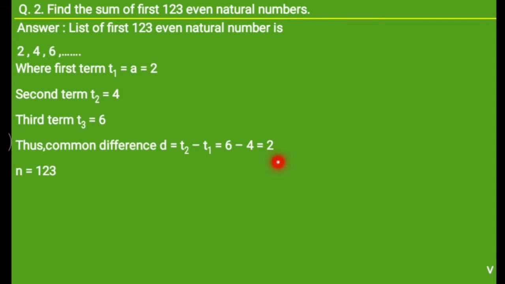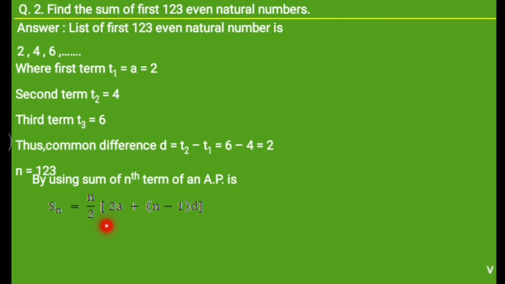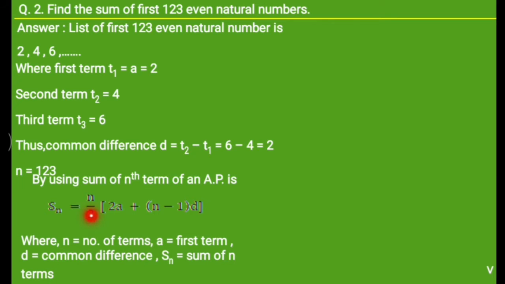So we get d equals 2 and n is given because we have to find the sum of first 123 even natural numbers. So we take n equals 123. So we use the formula. By using sum of n terms of an arithmetic progression, first we write the formula here. Sn equals n by 2 into (2a plus (n minus 1) into d). So we know that n is number of terms, a is the first term, d is the common difference, and Sn is sum of n terms.